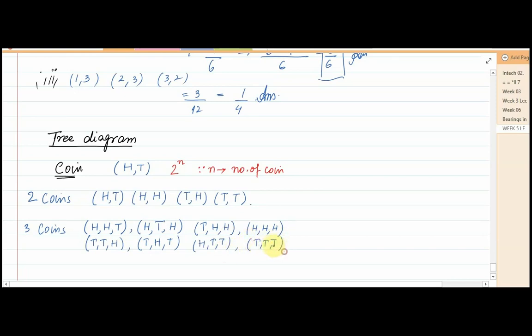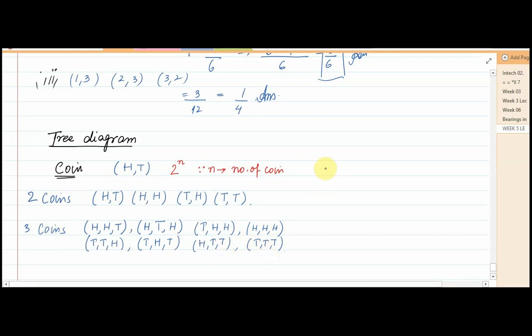So that is the sample space when you have 3 coins. Keep in mind, when you have 3 coins, the sample space is 8, not 6. Most of the time, 90 to 95% of students, I got the same answer, that it is 6, but it's 8. Now how do you represent this information on your tree diagram?